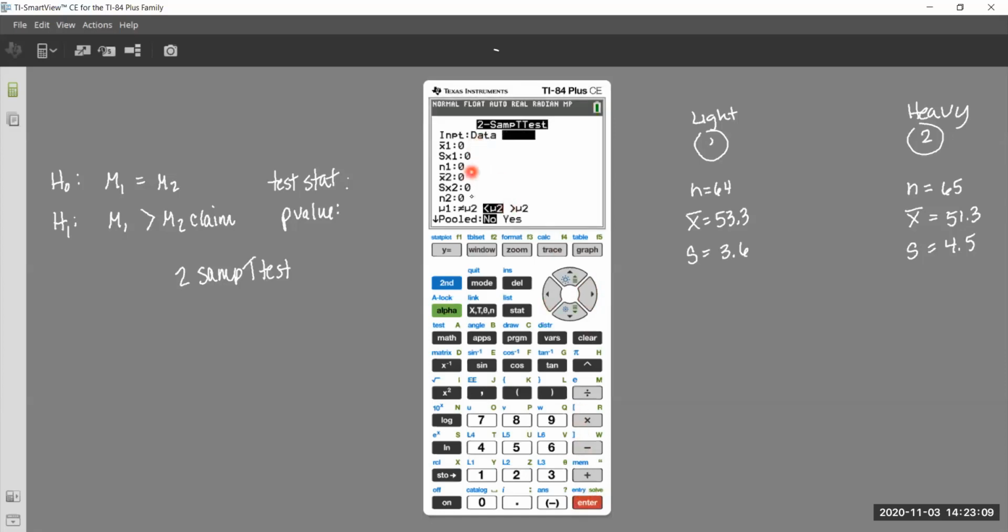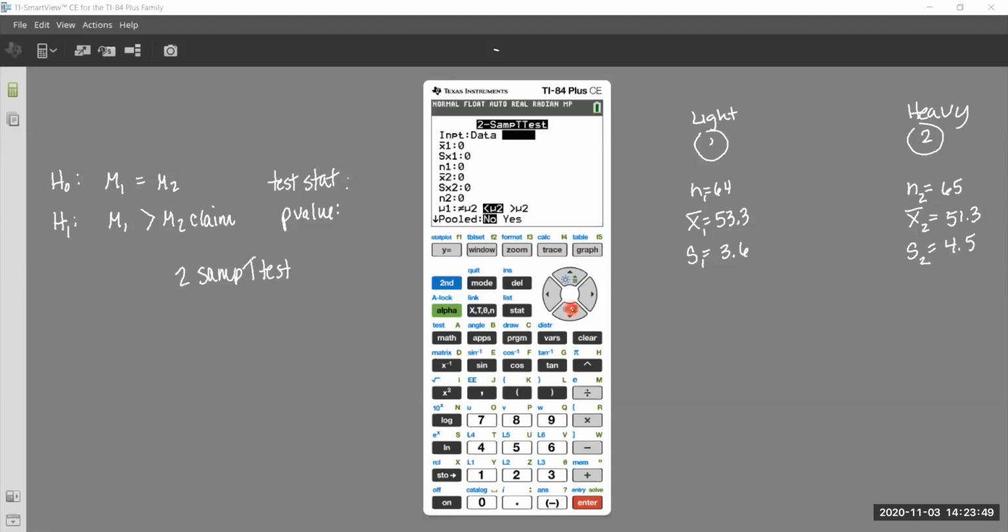Then you'll notice we have to enter a bunch of information. This is the mean from sample 1, the standard deviation from sample 1, and the sample size from sample 1. Then the mean from sample 2, standard deviation from sample 2, and sample size. So this is all our information from 1, and this is all our information from 2. You can put the 1 and the 2 in there if you want. I don't typically do that. Just be careful that you're entering the right information, because you're going to enter 6 different values.